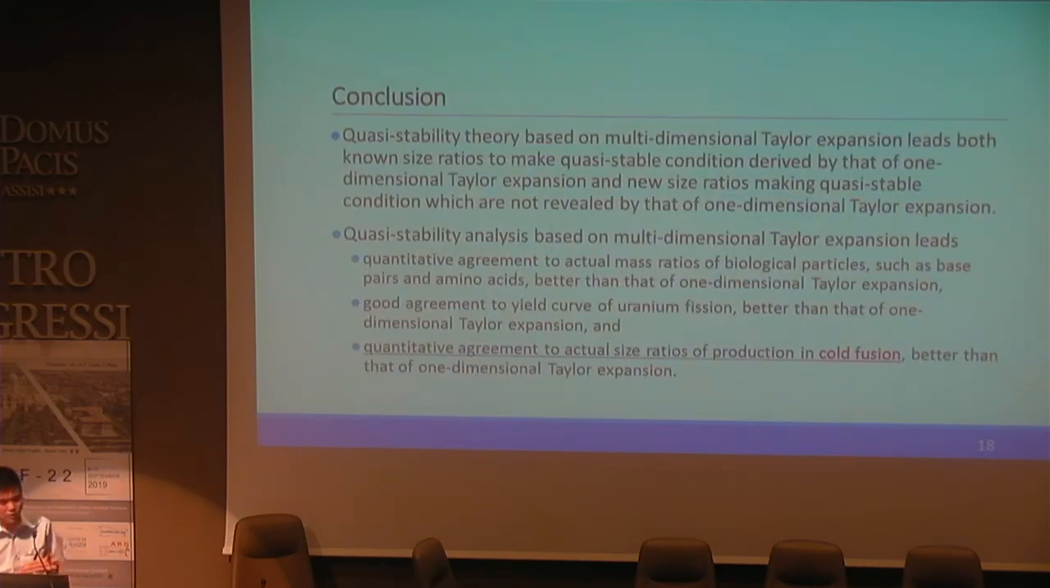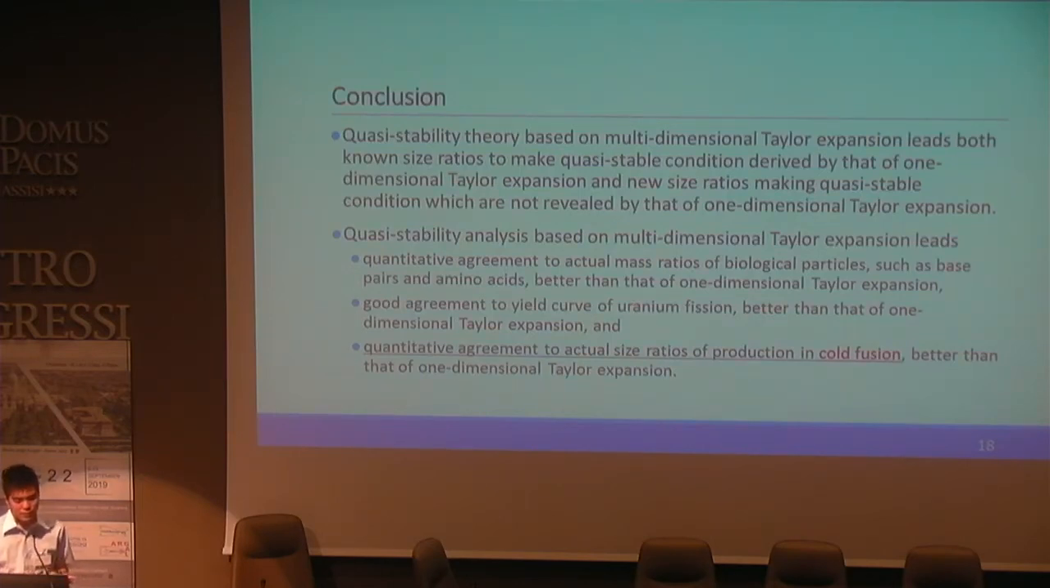Now, I'd like to show you the conclusions of this presentation. Quasi-stability theory based on multi-dimensional Taylor expansion leads to both known size ratios making quasi-stable conditions, derived by that of one-dimensional Taylor expansion, and new size ratios making quasi-stable conditions which are not revealed by that of one-dimensional Taylor expansion.